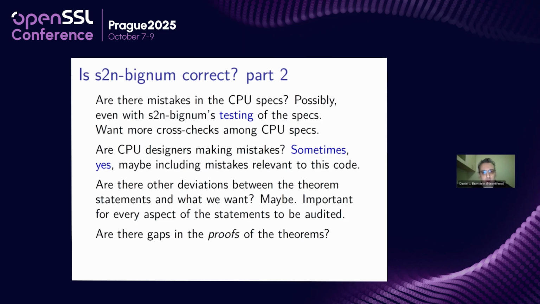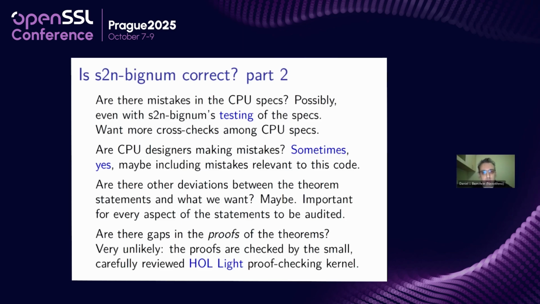But this is where S2N Big Num is really spectacular. S2N Big Num has all of these proofs being checked by one of these computer proof checking systems, and in particular by the one that has the maximum assurance, which is called HOL Light. This has a very small kernel compared to all the other proof checking systems, and that kernel has been very carefully reviewed and proven to work correctly.